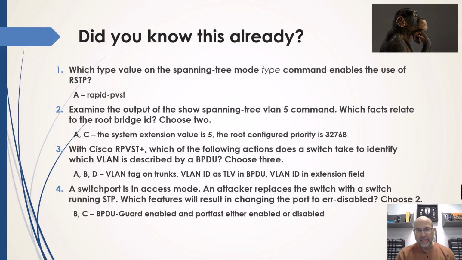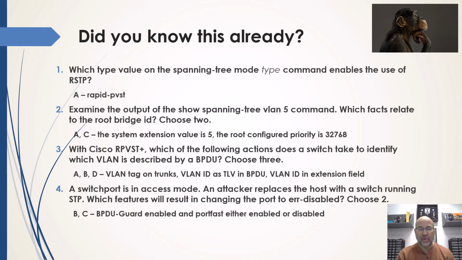This is related to all of the things that we were just talking about. The minute you're doing VLANs and the minute you're doing Rapid PVST+, we're going to have some trunks. We're going to have a type length value in the BPDU that indicates the VLAN, and the VLAN ID will be in an extension field. So all of those are related to the fact that we're running per-VLAN spanning tree plus, and that we've got trunks. Question number 4, a switch port is in access mode. An attacker replaces the host with a switch. So you unplug the host, put a switch in there, running spanning tree. Which features will result in changing the port to error disabled?